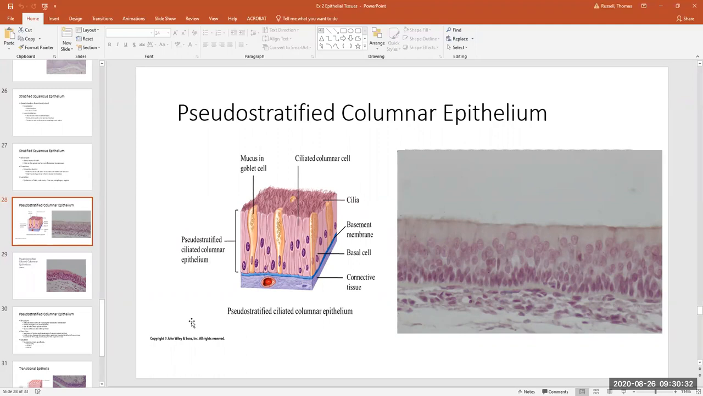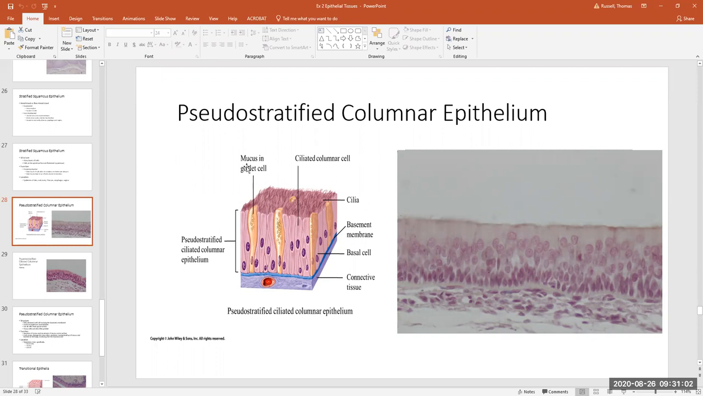All right, so one of the last two types of tissues that we have to cover is called pseudostratified columnar epithelium. There basically are really two types of pseudostratified columnar, but we're only going to be looking at one type. And that's the type that has cilia at the surface. So if you look at the real picture, you can see it looks like these little fibers at the top. This is not the best picture of it, but these are the cilia.